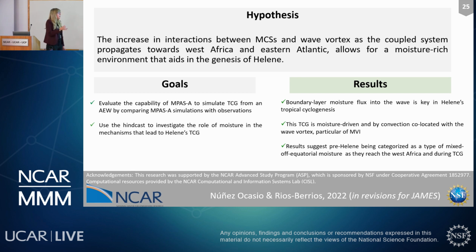Results suggest that pre-Helene could be characterized as a type of off-equatorial moisture mode as it reaches the West African coast and the Eastern Atlantic waters.